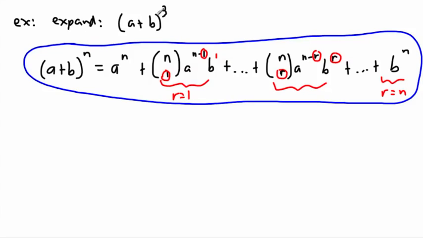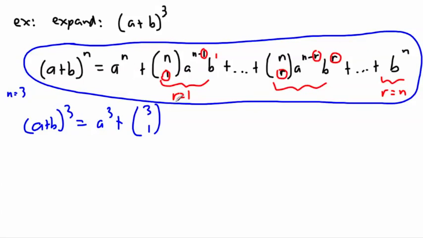So what I would like to do then is show you how to do it with this one: (a + b) to the power of 3. That would be a to the n. In this case, n is 3, isn't it? So it's a to the power of 3 plus, n is always 3 here, so 3 choose 1 times a to the power of, in this case, 3 minus 1, times b to the power of 1. So this is where r is 1 in this case.